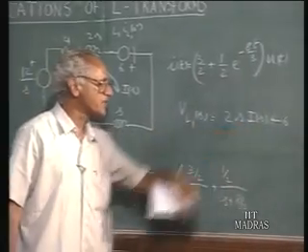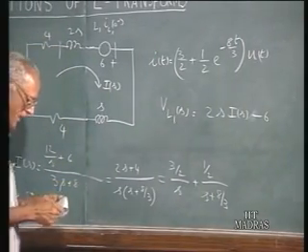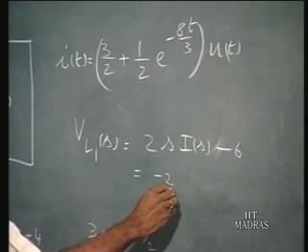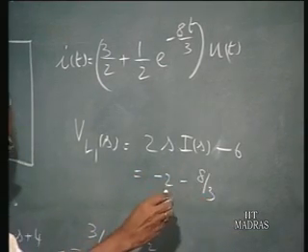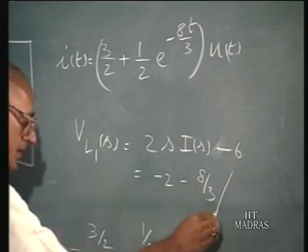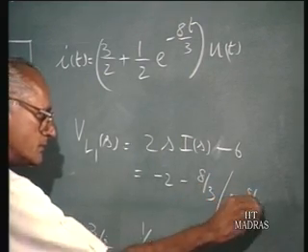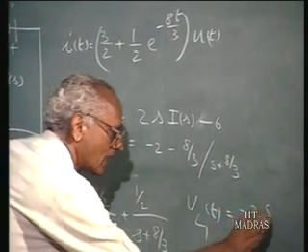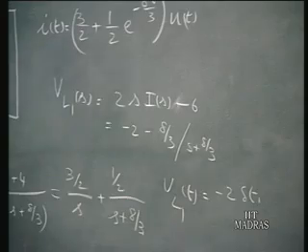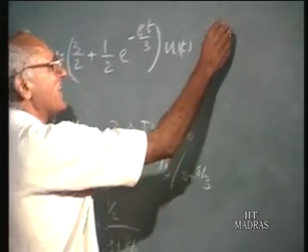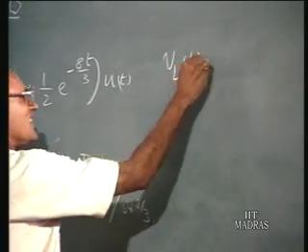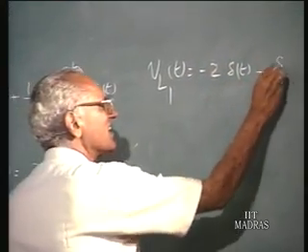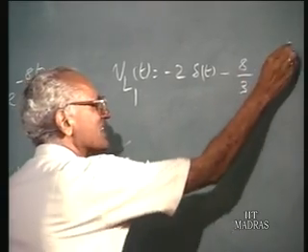So 2S times I of S minus 6, that is VL1 of S, and you can show that this will be minus 2 minus 8 by 3 divided by S plus 8 by 3, which means VL1 of t is minus 2 delta t minus 8 by 3 e to the power of minus 8t by 3.